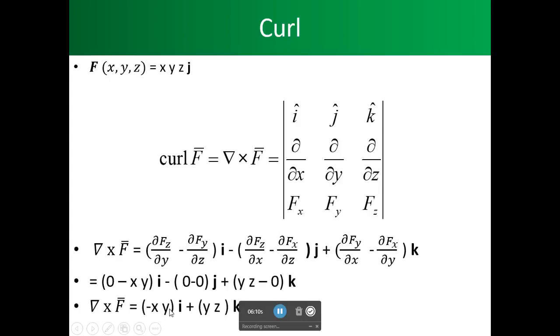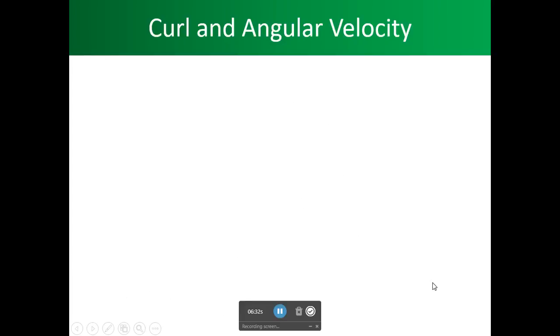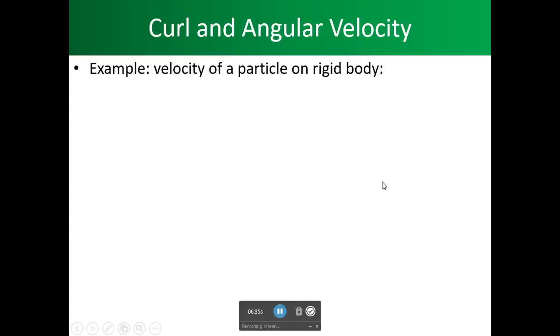Okay, so if we put all this together, what we get is our curl of this specific function: we get a minus xy in the i component, and then we have yz in the k. Now we said that curl relates to angular velocity. For example, we're using the velocity of a particle on a rigid body. Now, it is very tricky as you use the angular momentum, the angular velocity.